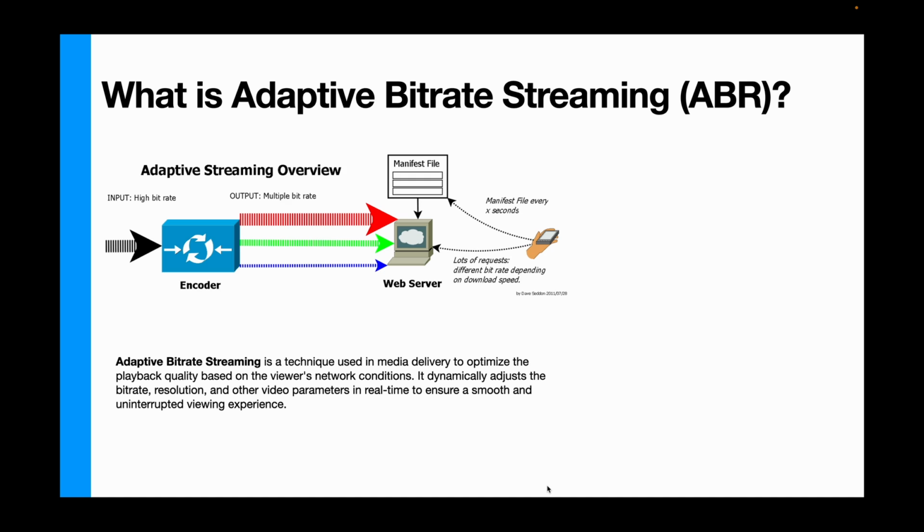The next topic is ABR, or Adaptive Bitrate Streaming. Adaptive bitrate streaming is a technique used in media delivery to optimize the playback quality based on the viewer's network conditions. It dynamically adjusts the bitrate, resolution, and other video parameters in real time to ensure a smooth and uninterrupted viewing experience. Adaptive bitrate streaming is supported by HLS and MPEG Dash. So it's not important which protocol we use.